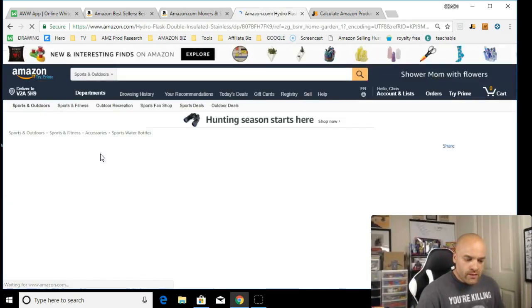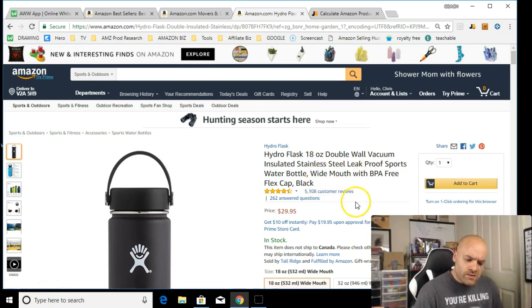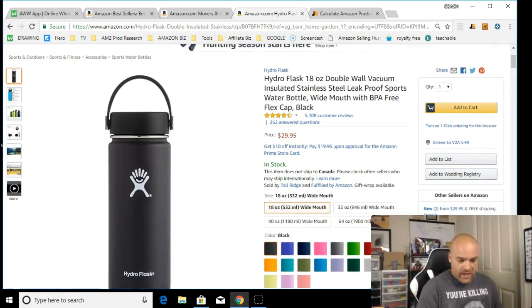So when you look at this, you look at the name of the product and go, what would I call it? What would I call something like that? Hydro Flask, 18-ounce double wall, vacuum insulated stainless steel, leak-proof sports water bottle. Well, I'd call it a sports water bottle for the most part, or a water bottle. And you're going to create a list as big as you can make that list. Okay, so this particular thing comes out for $29.95.